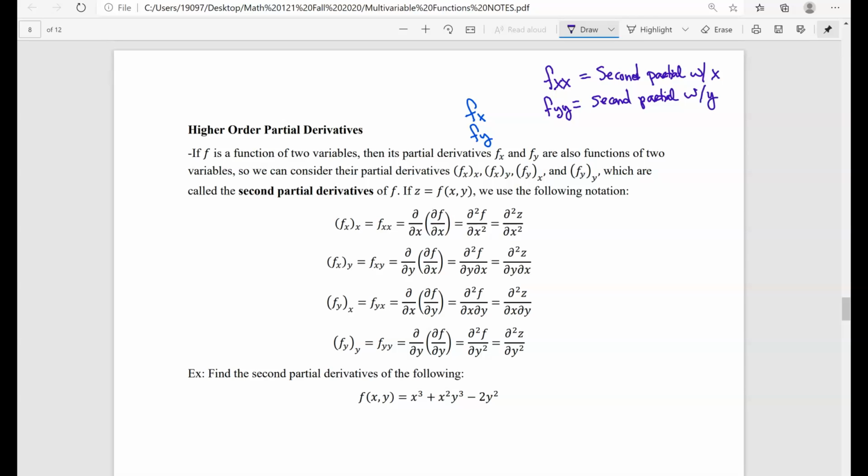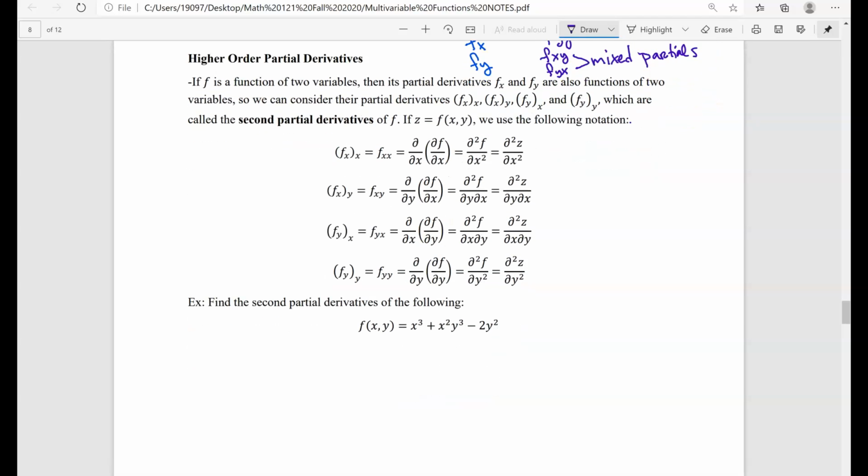So you can have something that looks like f sub yy, f sub xx. And then you can also have these other two, f sub xy and f sub yx. These are what we call mixed partials, because you have a mix between x and y. You'll see that these two are actually going to be equal to each other, given some conditions.